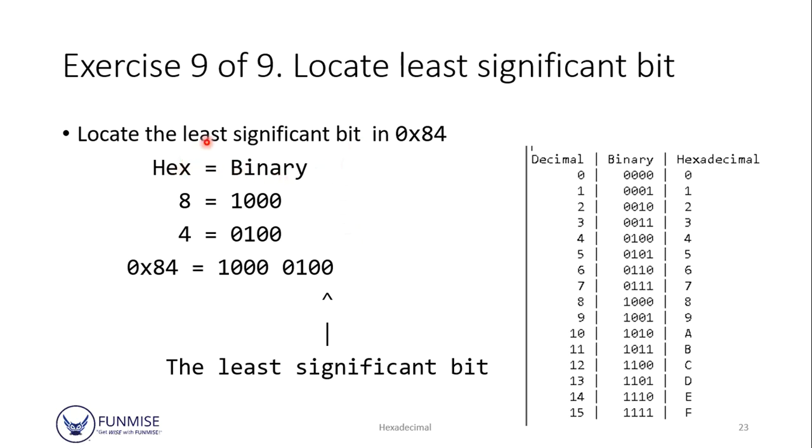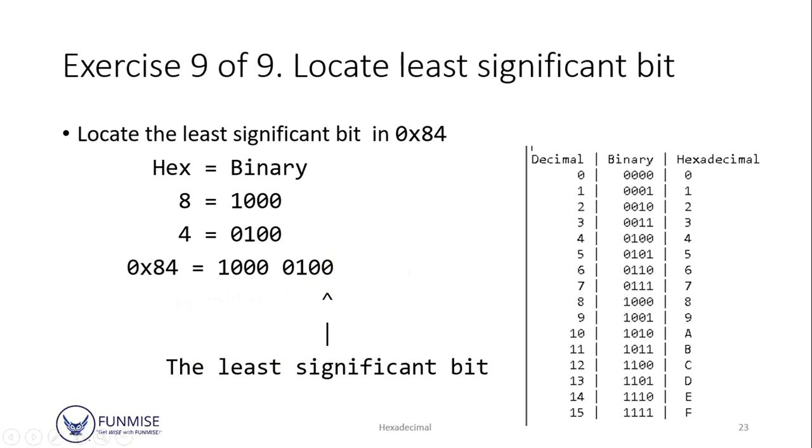Okay, in this example, we're converting this hexadecimal to binary. So the hexadecimal of 8 is equal to 1000 in binary. The hexadecimal of 4 is equal to 0100 in binary. Therefore, the 0x84 hexadecimal is equal to 1000 0100 binary. And now, the least significant bit, as shown here, is the bit farthest to the right. It is least significant because, as you will note, it has the least value within this group.